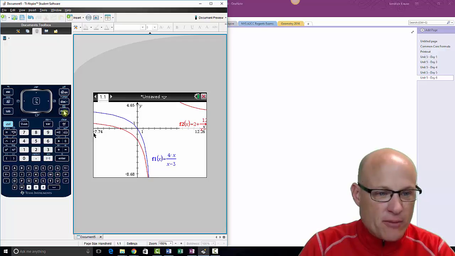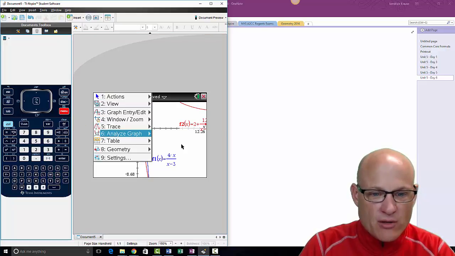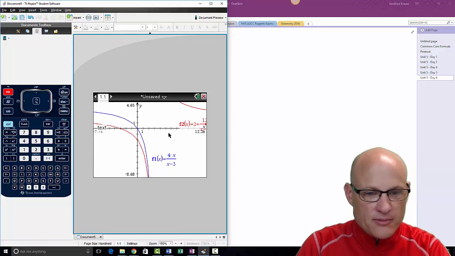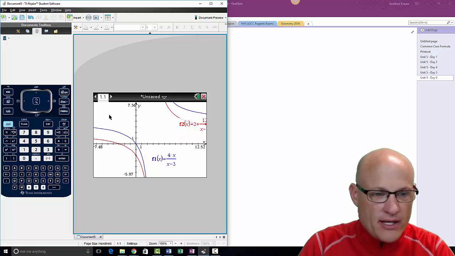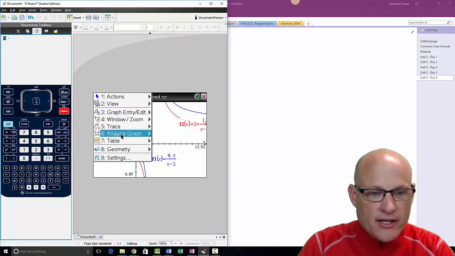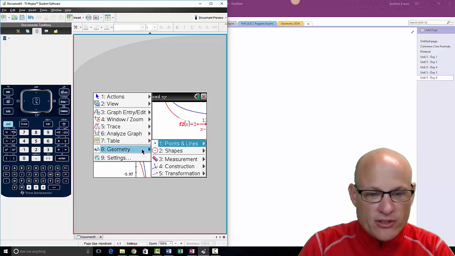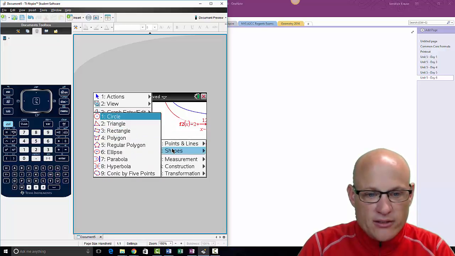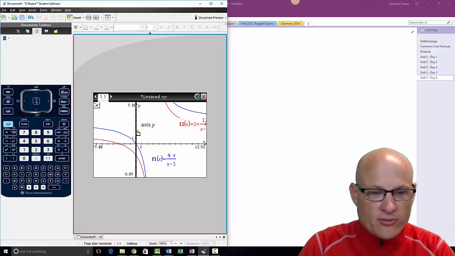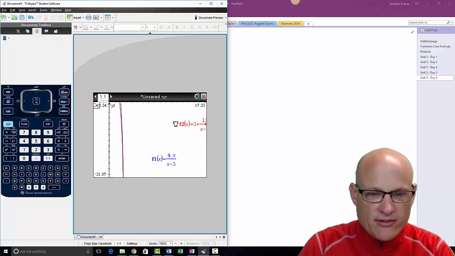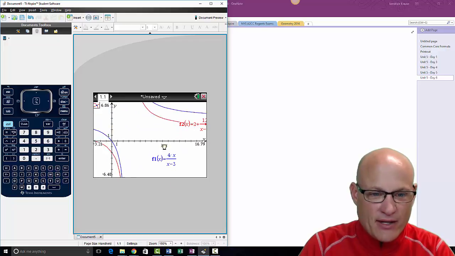And watch what I do here. Menu. Hold on, I want to be able to do it this way. Oh, escape. Let's be able to see all the graphs. So menu, analyze graph. I'm not even sure this is going to work. Geometry, points and lines, intersection points. Click and click. Didn't give us any. I can't find any, but I know it's at 3.